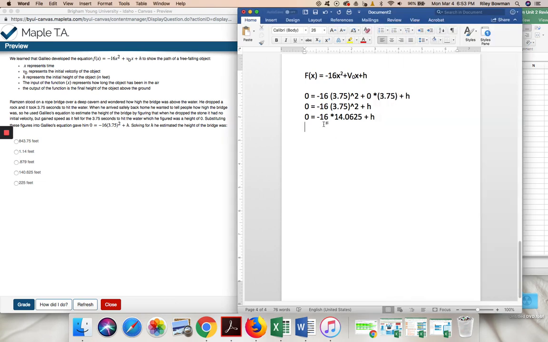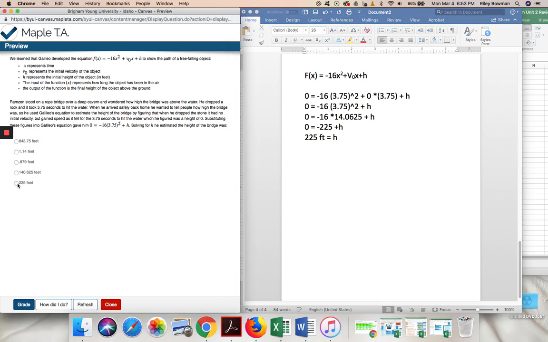So we get 0 equals negative 225 plus h, and solving for h, I need to add 225 to both sides to cancel out the left side. So I get 225 plus 0 is 0. Negative 225 plus 225 is 0, plus h gives me h. And this is in feet, not in meters. So this was 225 feet. And so my answer is right here. I hope that was helpful on that one.